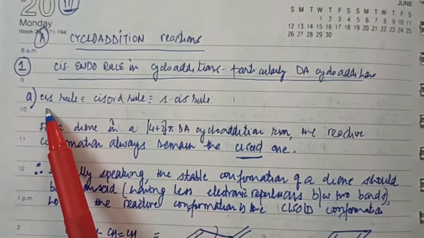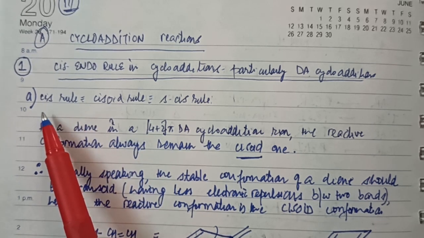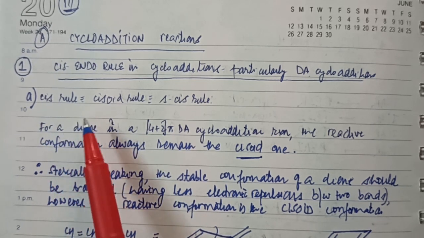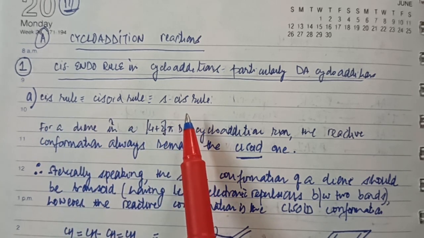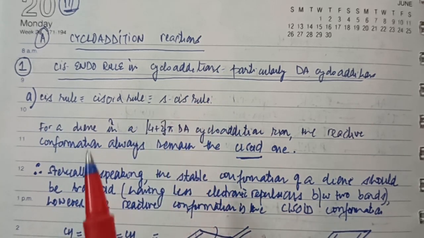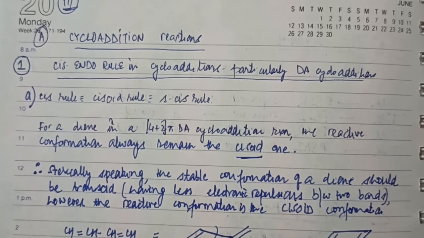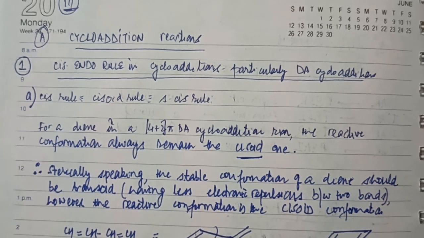To start with, we'll talk about the Cis rule. In fact, this is a misnomer. This is not cis. The word should be cisoid. So it should be a cisoid rule. We've already discussed that if you're talking about a diene or any polyene system, that polyene system, to be reactive in a cycloaddition reaction, should assume a cisoid conformation.